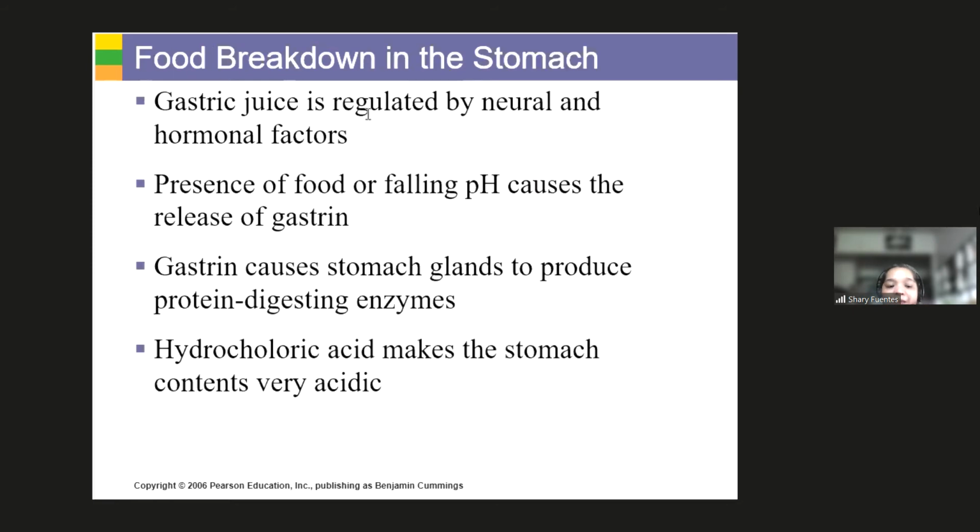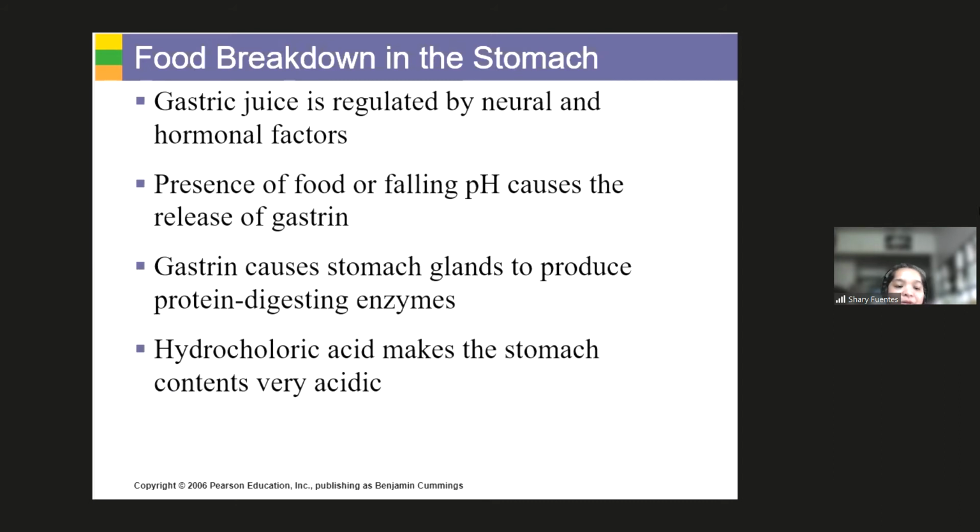How about the food breakdown in the stomach? We have to take note that the gastric juice is regulated by neural and hormonal factors. The presence of food or falling pH causes the release of gastrin. As mentioned earlier, depending on the pH, that is also a stimulus for us to produce gastrin. The gastrin causes the stomach glands to produce protein-digesting enzymes, and the hydrochloric acid makes the stomach contents very acidic. When we say neural factors, it stimulates our senses like the smell and the taste. So that's neural. You like the taste.